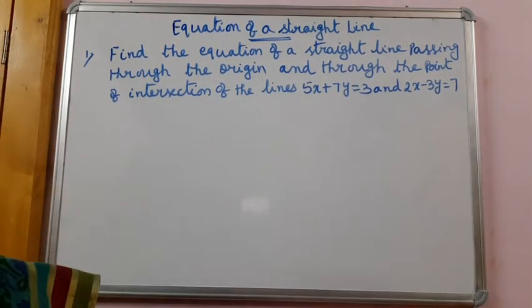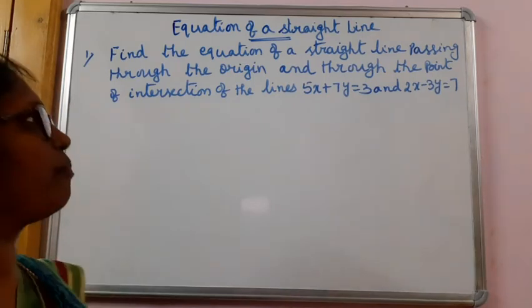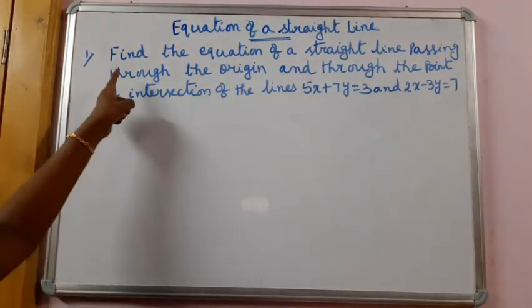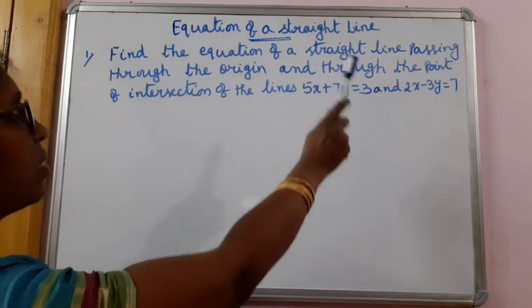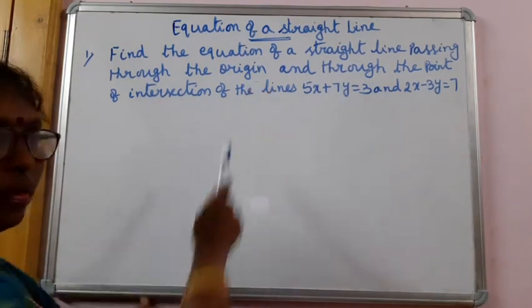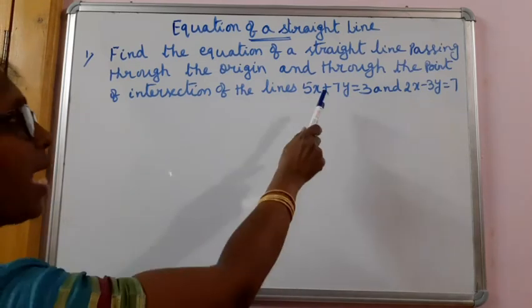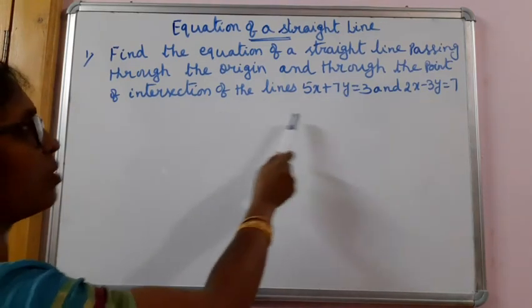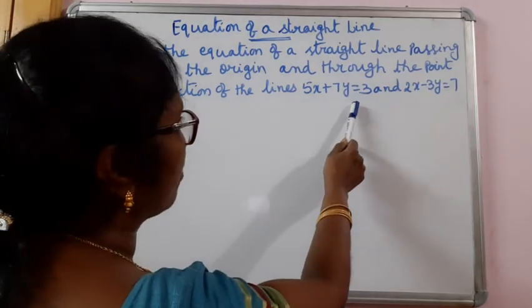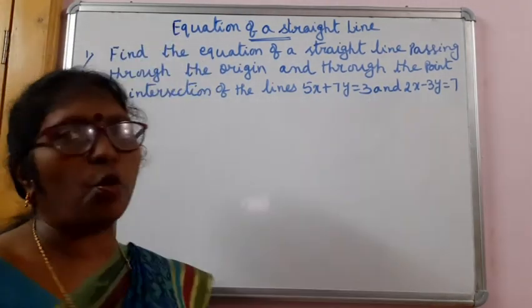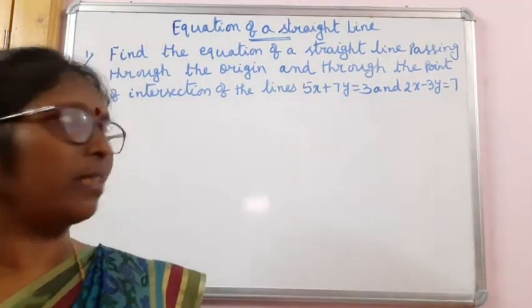Let us solve a problem based on equation of a straight line. The problem is find the equation of a straight line passing through the origin. We know the coordinates of the origin are 0, 0. And through the point of intersection of the lines 5x plus 7y is equal to 3 and 2x minus 3y is equal to 7.